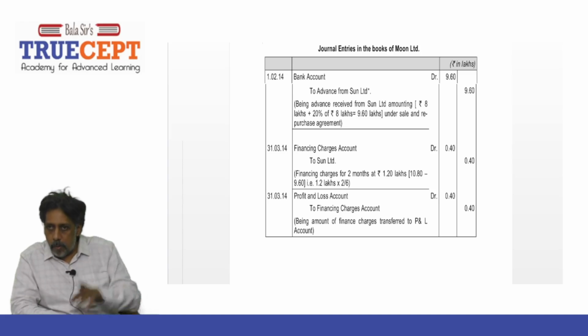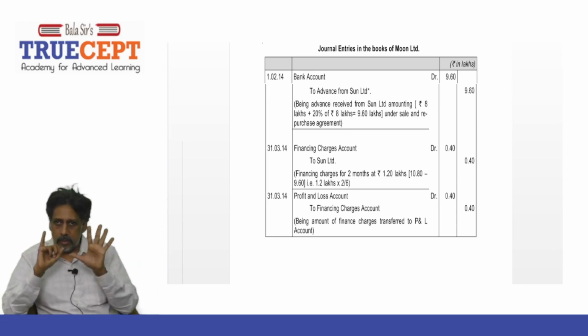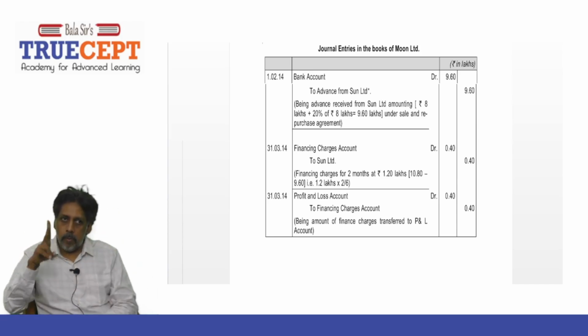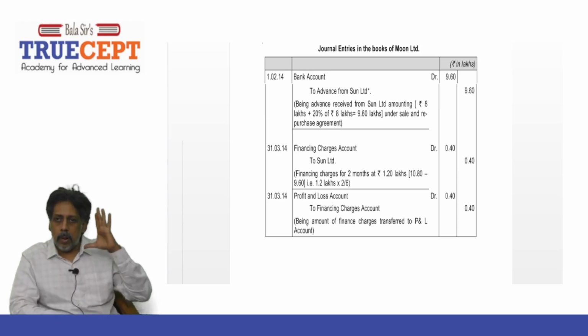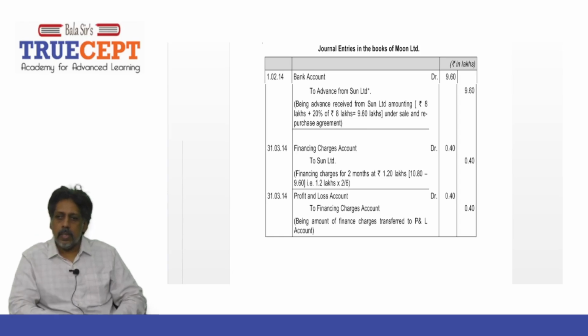Then for the 2 months, you are supposed to accrue the interest, right? So we know the interest is 1.2 lakh, which is 10 lakh 80,000 minus 9 lakh 60,000, 1 lakh 20,000 or 1.2 lakh for how many months? 6 months. What is for 2 months? Feb and March. So 1.2 lakh into 2 divided by 6. How much you get? It is 0.4 lakh.